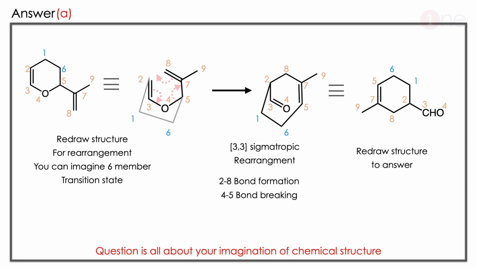This is very simple once you know how the rearrangement occurs. The rearrangement favors only the groups that are very close in the 6-member transition state. Here the 6-member transition state is difficult to imagine, so you rewrite the starting material. The question is all about your imagination of chemical structure.